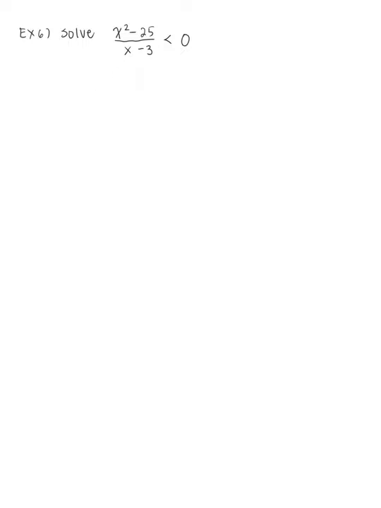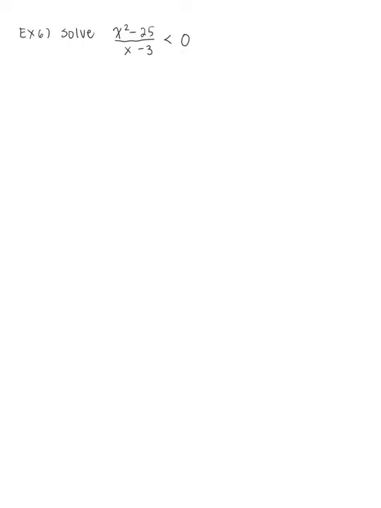Let's take a look at example 6. Solve x squared minus 25 all over x minus 3 is less than 0. So this is no longer a polynomial function now. This is in fact a rational function. But all the steps are exactly the same.